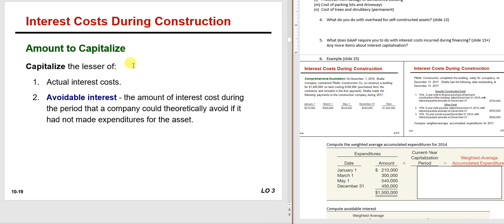Okay, how much do you capitalize? This is the complicated part of it. You capitalize the lesser of, so make sure you know that, the lesser of the actual interest costs or the avoidable interest. The avoidable interest is the amount of interest costs during the period that the company could theoretically avoid if it had not made the expenditures for the asset. And we'll talk about that in just a little bit.